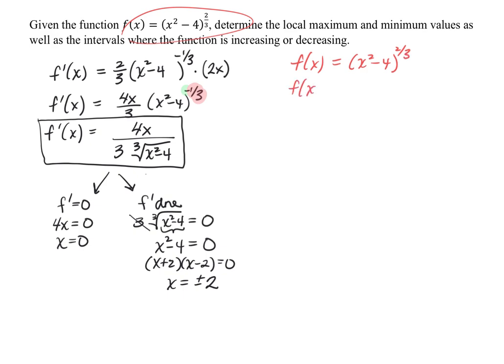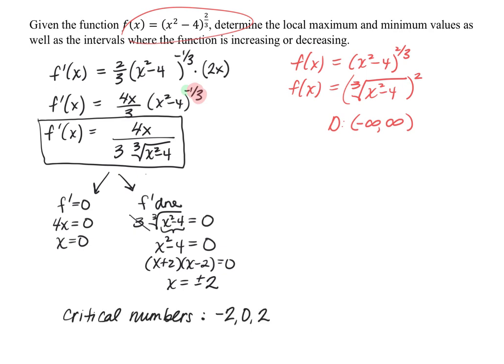So this function is raised to the 2/3 power. So if I rewrite that as a radical, we know that is technically a cubed root. So it'd be like the cubed root of x squared minus 4 raised to the 2nd power. And we know that a cubed root has a domain of all real numbers. So the domain for the original function is negative infinity to positive infinity. Therefore, we do have 3 critical numbers.